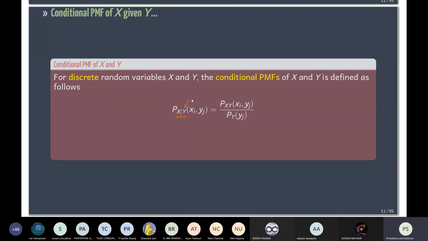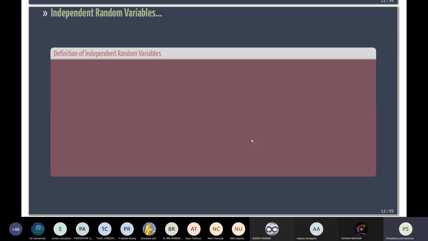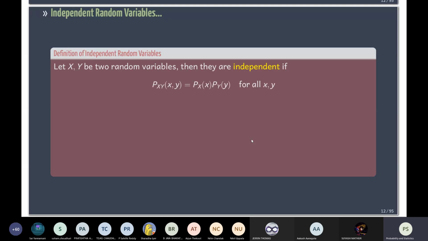So here, instead of A, I'm now talking in terms of some other random variable, and I am using arguments like this. This is the joint, divided by the probability p_Y of y_j. That's how we extend it, and similarly we can talk about y given x, which will be this. We can also define independent random variables.